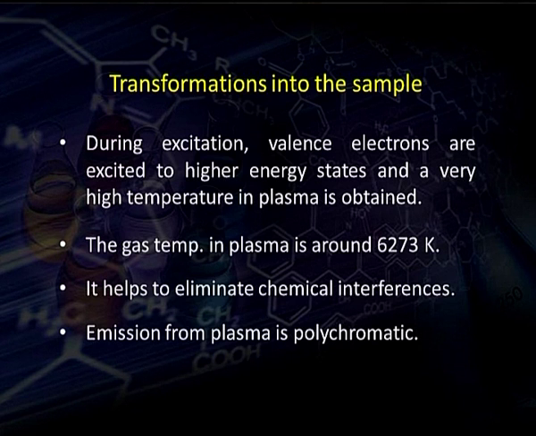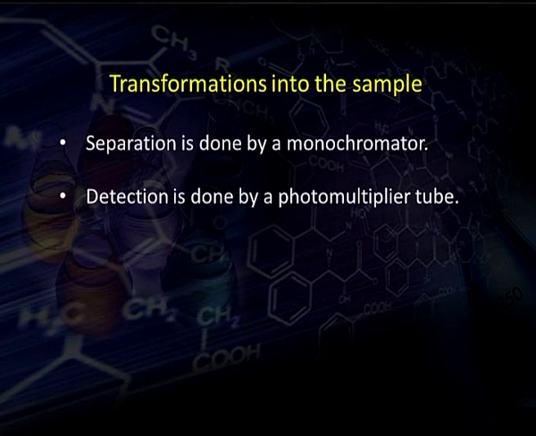So such a high temperature is obtained. It helps to eliminate chemical interferences. The emission from plasma is polychromatic. Polychromatic means that many different wavelengths are present in this emission. Separation is done by a monochromator because we have a polychromatic emission. We need only one wavelength, so the separation of the required wavelength is done by using the monochromator. Detection is done by a photomultiplier tube.